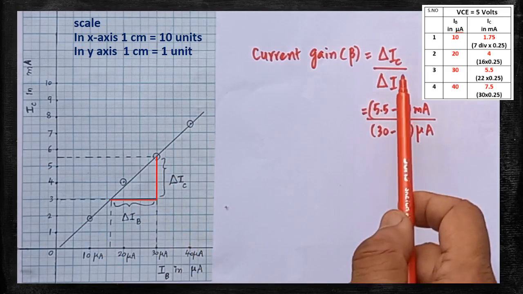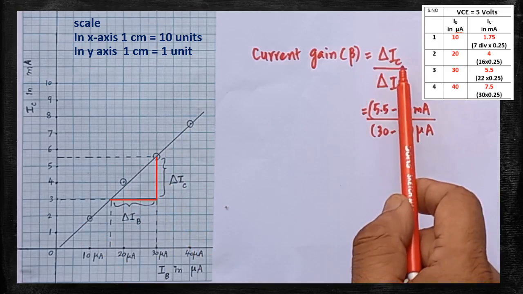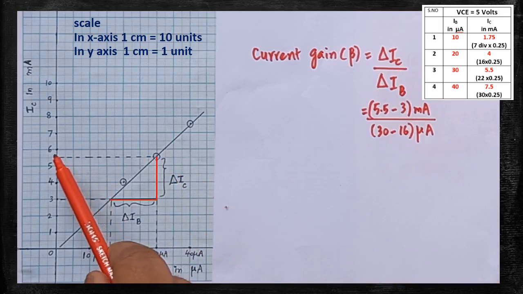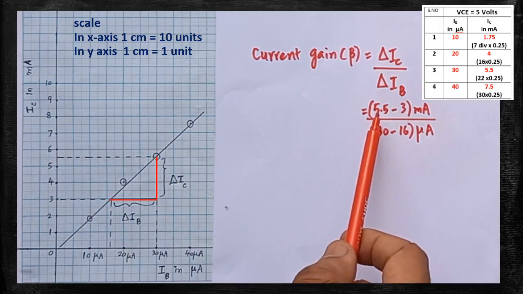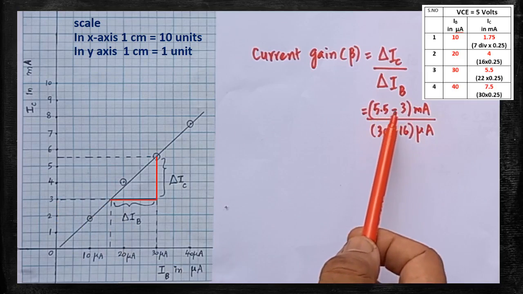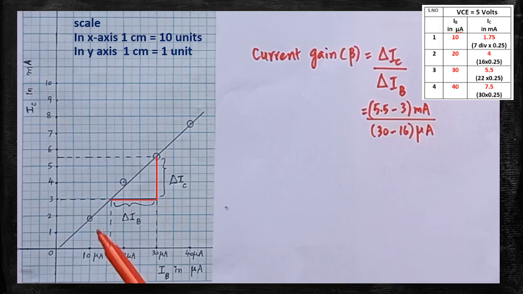Here, look at the value. We have to find out the change in IC. In the case of IC, find out the maximum value from the graph. The maximum value intersecting point is 5.5. That is written here. After that, find out the minimum value. The intersecting point is 3. 5.5 minus 3 is written in the numerator. That should be measured in terms of milliampere.